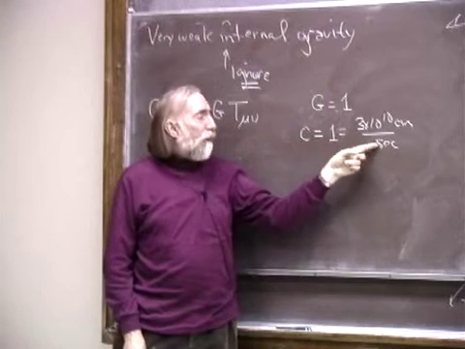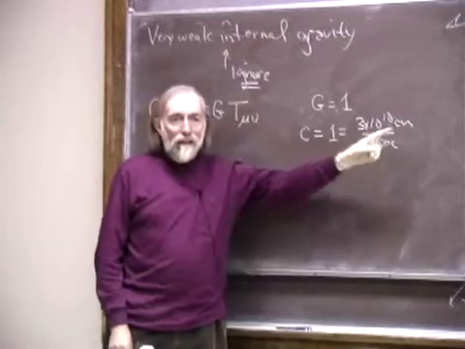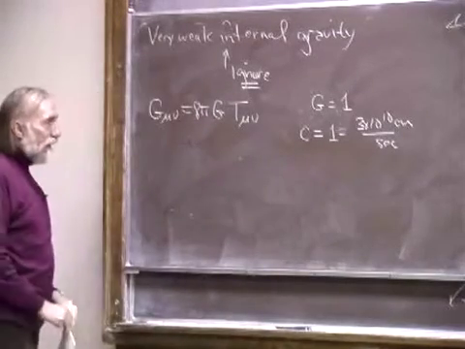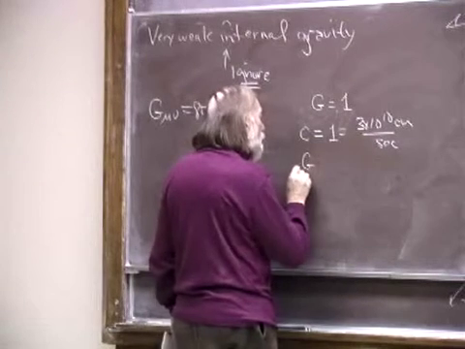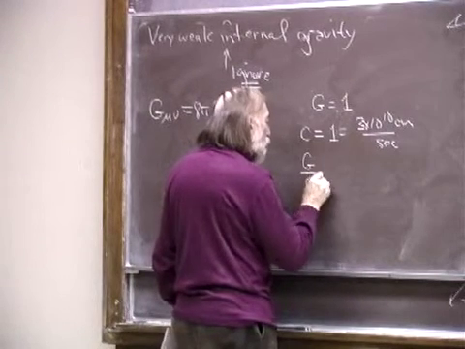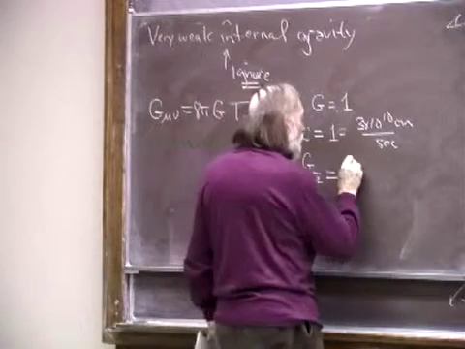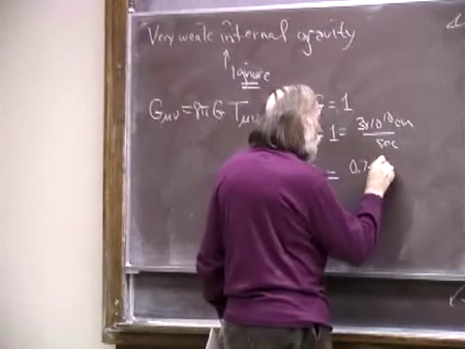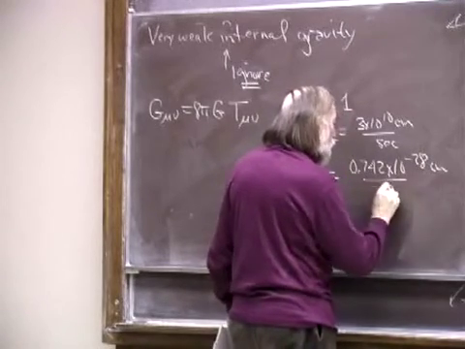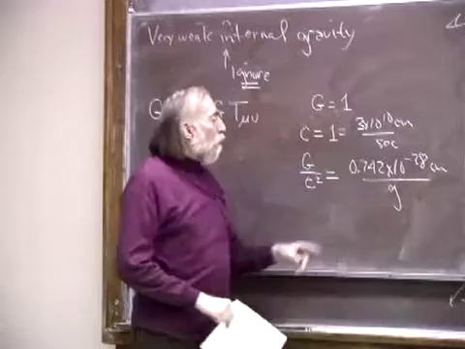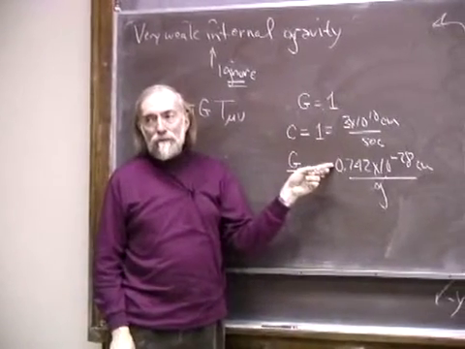Length scales are defined by just saying that the speed of light is 2.998 and a bunch of other digits times 10 to the 10 centimeters per second. I assume that you feel comfortable with G equal 1, which I like to think of as saying G over c squared is 1, and that is 0.742 times 10 to the minus 28 centimeters per gram. So that says that 1 gram is equivalent to about 10 to the minus 28 centimeters.